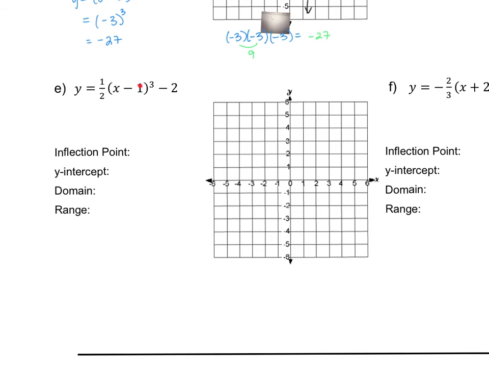So when we look at this here, let's first look at the shift. You have a minus 1 and a negative 2 on the outside. So minus 1 on the inside means you're going right 1 unit, and minus 2 on the outside means you're going down 2 units. So right 1 unit, down 2 would send you right here. So that would be my inflection point, and I'll write the coordinates out at 1, negative 2. Domain and range is all real numbers.